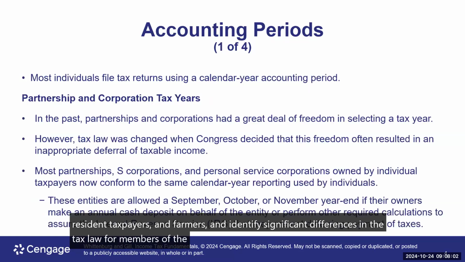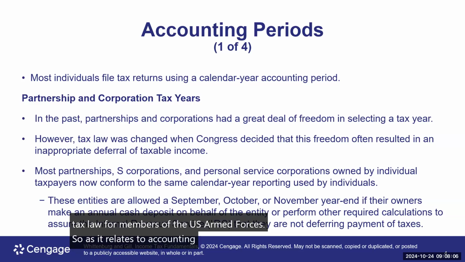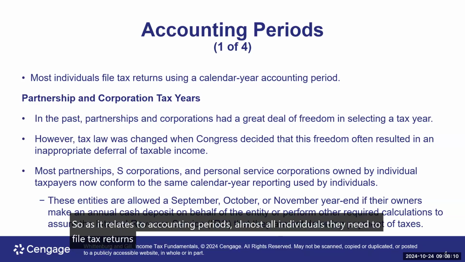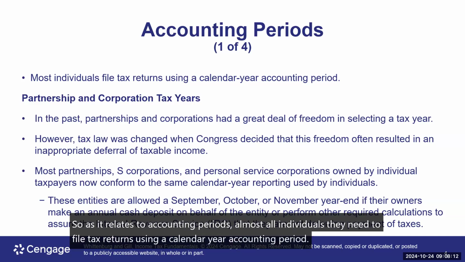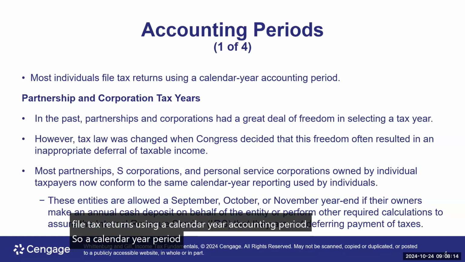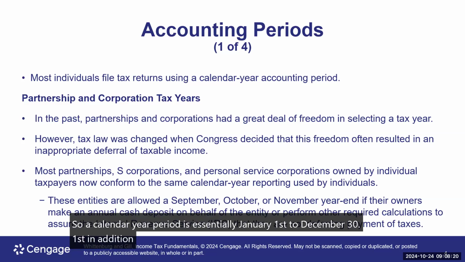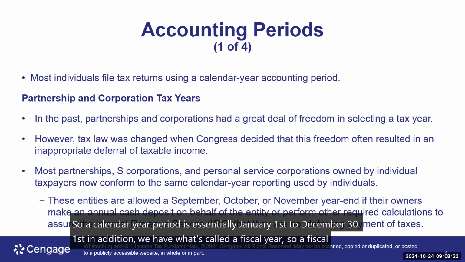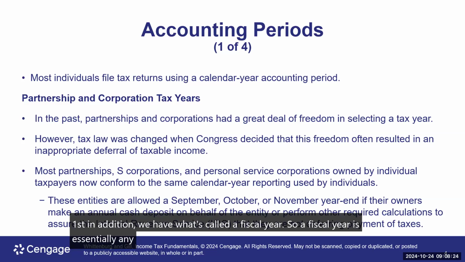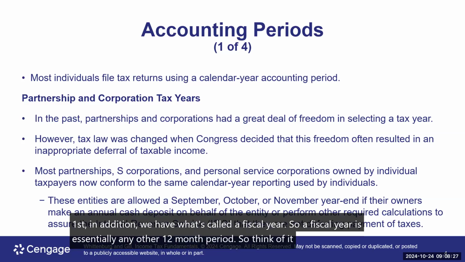Armed Forces. So as it relates to accounting periods, almost all individuals need to file tax returns using a calendar year accounting period. A calendar year period is essentially January 1st to December 31st. In addition, we have what's called a fiscal year. A fiscal year is essentially any other 12-month period. So think of it from birthday to birthday.